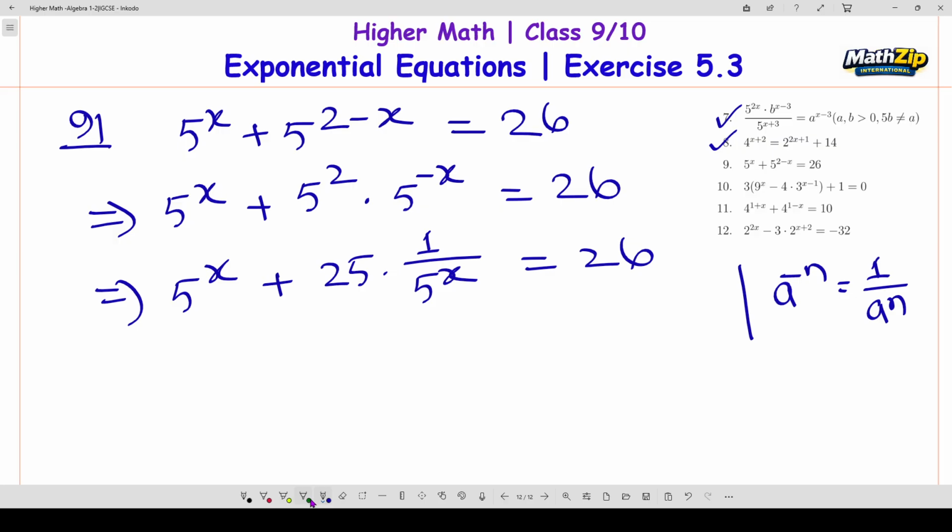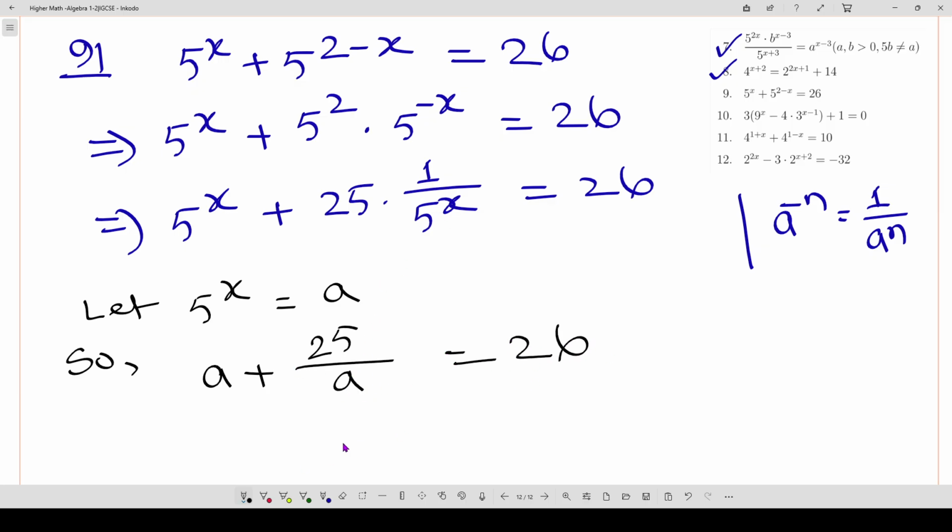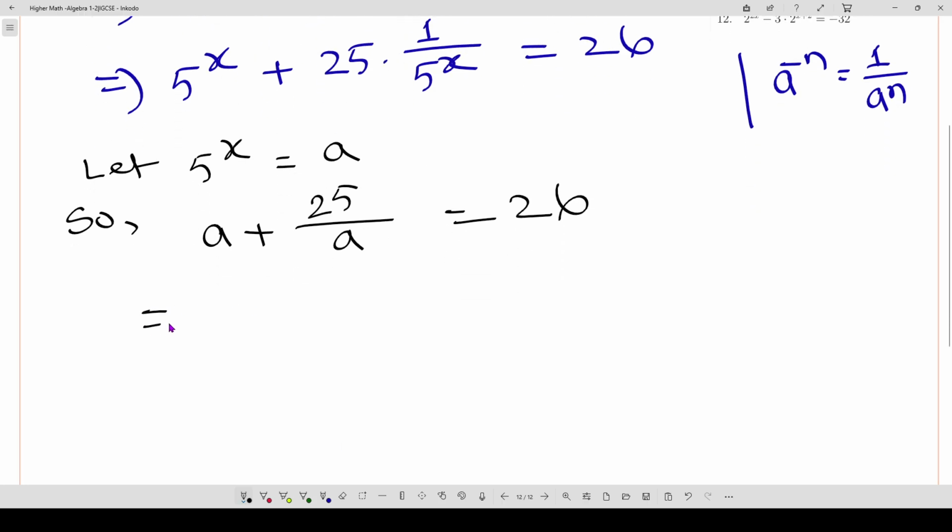Now we need to do something like this: we can write 5 to the power x equals a. So what will happen? Against 5 to the power x we can write a, plus 25 divided by 5 to the power x means a, equals 26. Now we can make LCM a. So here is a square plus 25 equals 26.